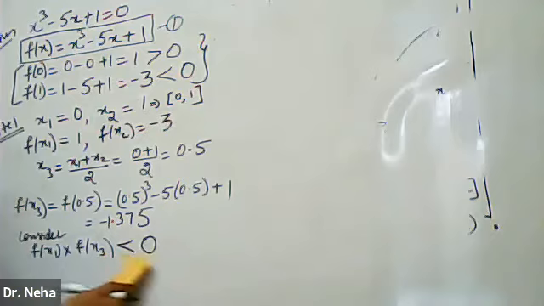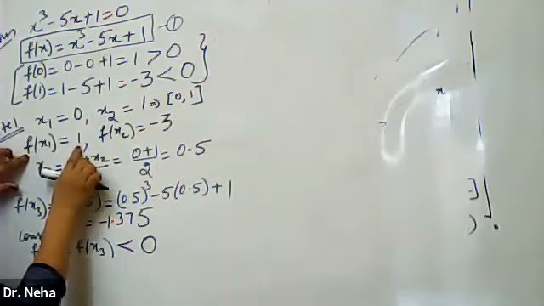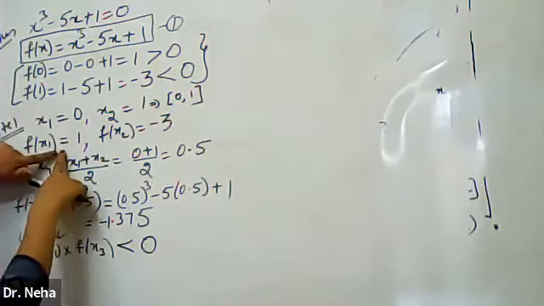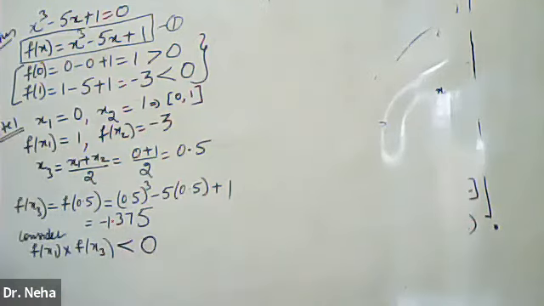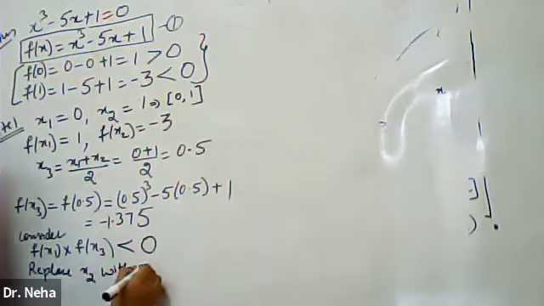You don't require the value. We only need the sign. See, fx1 was positive. You can put your finger. fx1 is positive. fx3 is negative. When you multiply both of them, you will get negative. Clear? Now, see the working rule which we have written, that when fx1 is multiplied by fx3 and you get a negative value, then what we will do? We will replace x2 with x3.